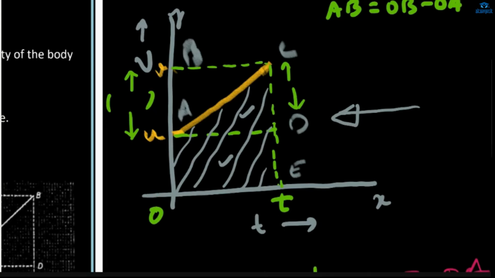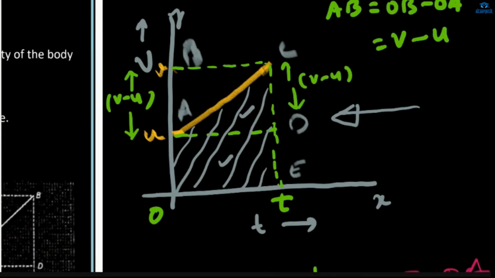So OB is what? Is it V or not? Yes, ma'am. It's V. And OA is what? U. So AB is V minus U. And AD is equal to CD, it's also V minus U.